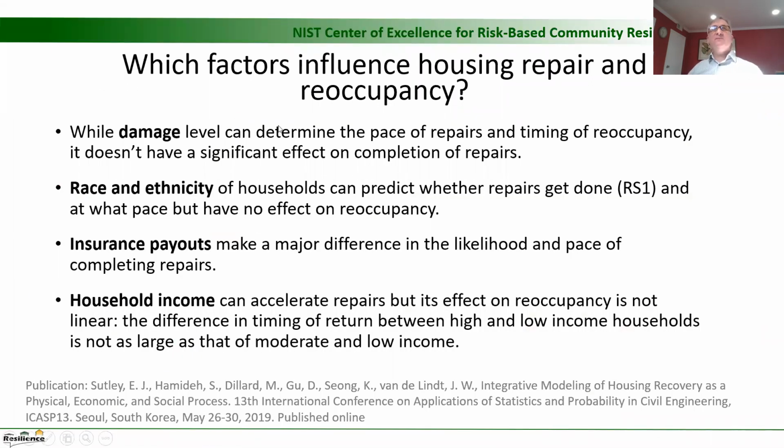It's interesting to me, and I think a lot of the engineering work that predated this often looked at housing damage, or building damage, and that was the end of it. But what we're finding from these studies is that yes, the damage level can determine how fast recovery happens, but it doesn't have a significant effect on when repairs are done. And race and ethnicity are predictors of how fast recovery gets done.